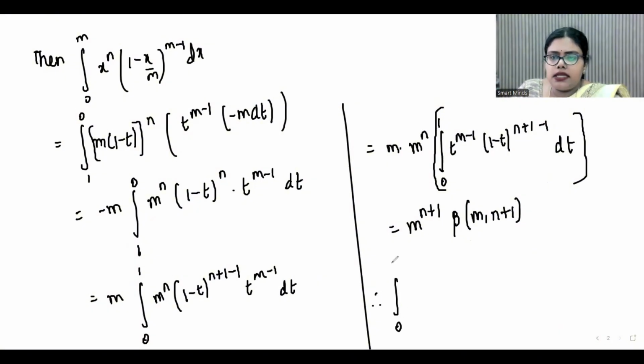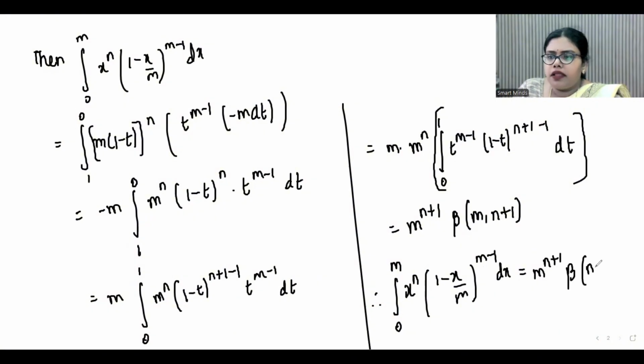Therefore, integral 0 to m x power n into 1 minus x by m whole power m minus 1 dx is equal to m power n plus 1 beta m comma n plus 1. This is the final answer.